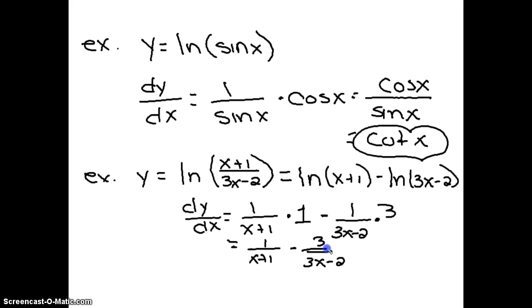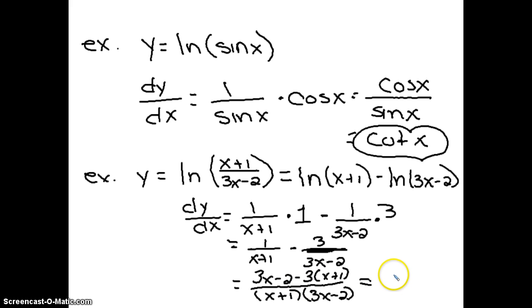Now, in this whole unit, there are going to be times where I'm going to let you leave it in this form, but this one's easy to get a common denominator and easy to simplify. So common denominator is x plus 1 times 3x minus 2. So this 1 gets multiplied by 3x minus 2 minus 3 times x plus 1. And when you simplify that numerator, the 3x's cancel out, and you're going to get negative 5 over our common denominator.